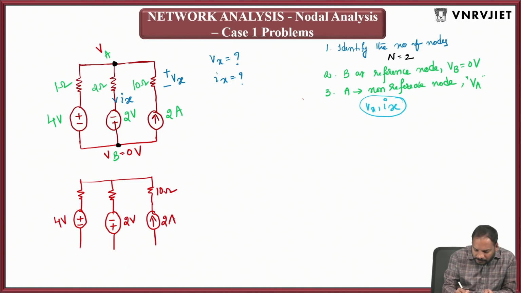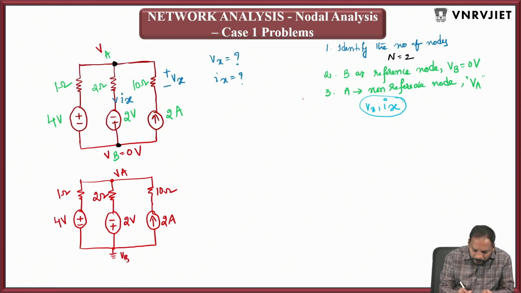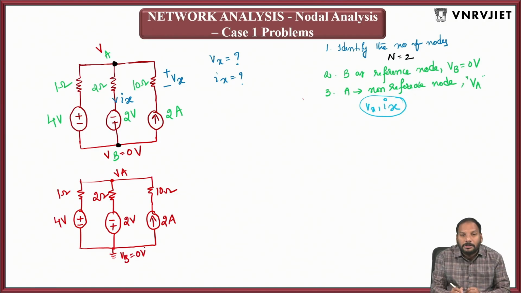And it is 2 amperes. Okay. So the resistor values are 1 ohm, 2 ohm, and 10 ohm. Already I have mentioned. And this has VA potential. And it is grounded. That means VB is equal to 0 volts potential.